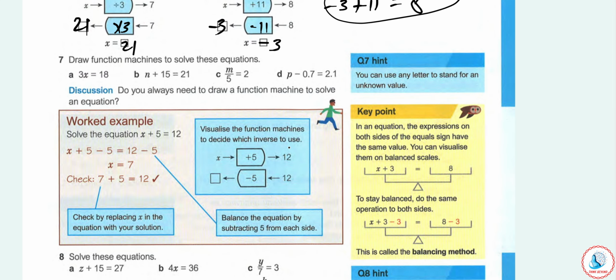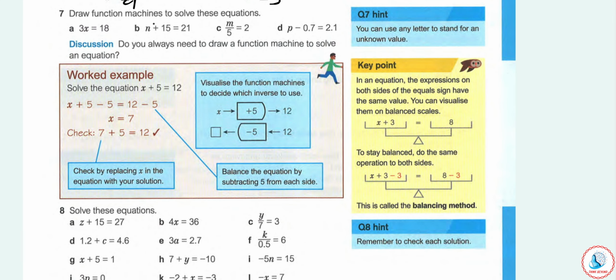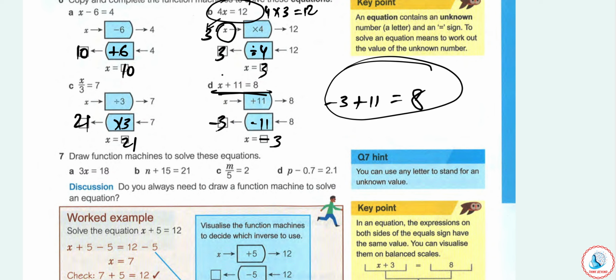Okay, now let's come to question number 7. Draw a function machine to solve these equations. I think you can do it by yourself by solving the function machines. Like this, you have to represent each question.